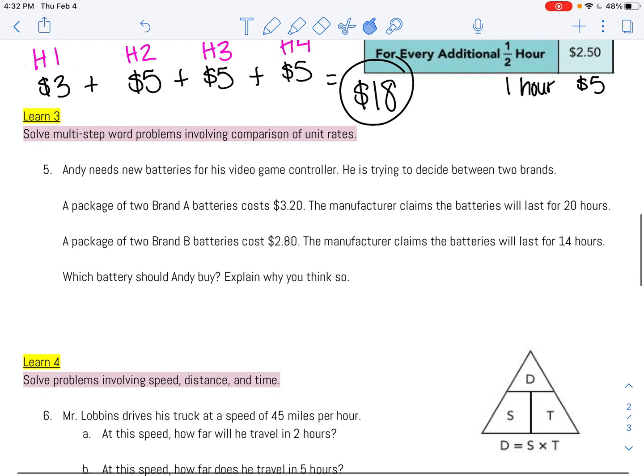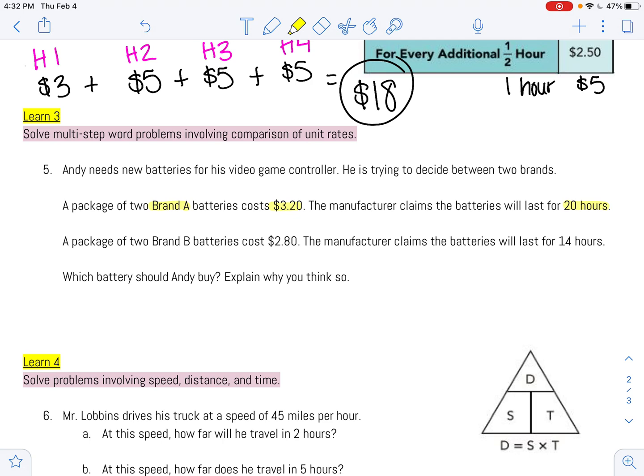Looking at Learn 3, being able to compare unit rates here for a given situation. So Andy needs new batteries for his video game controller. He's trying to decide between two brands. A package of two brand A batteries costs $3.20. And the manufacturer claims the batteries will last 20 hours.